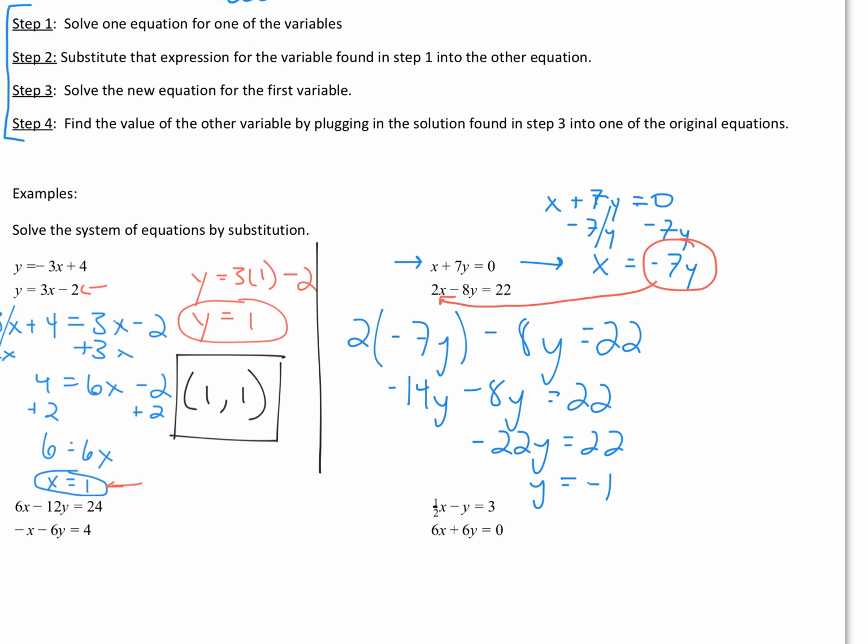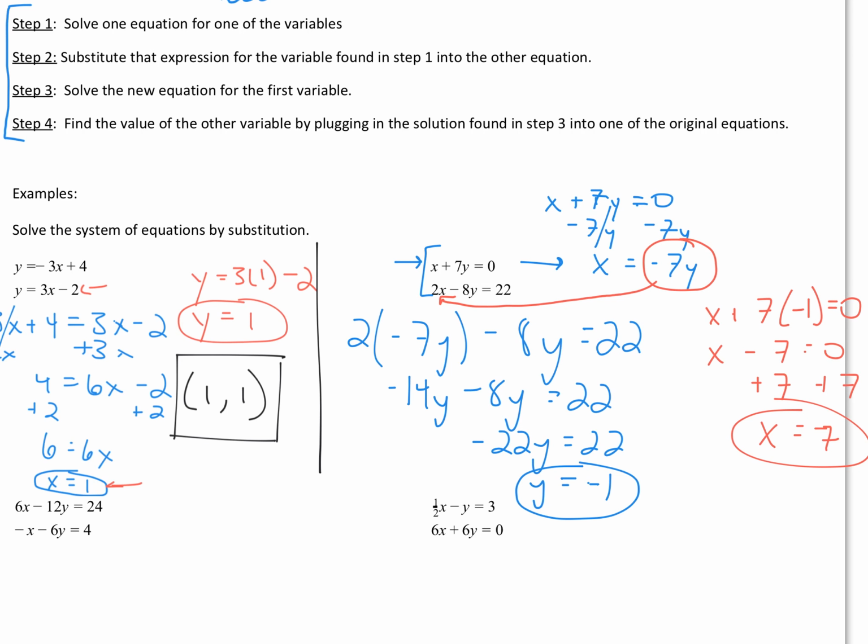Step 4, let's find the value for the other variable by plugging it back into an original equation. So I'm going to look at this y equals negative 1 and see which one of these original equations looks easiest. Looks like the first one might. So x plus 7 times negative 1 equals 0. Well, 7 times negative 1 is negative 7. Then I can add 7 to both sides. x equals 7, which means my solution as an ordered pair is 7 comma negative 1.